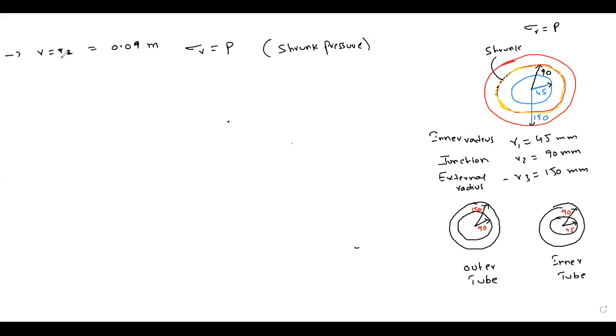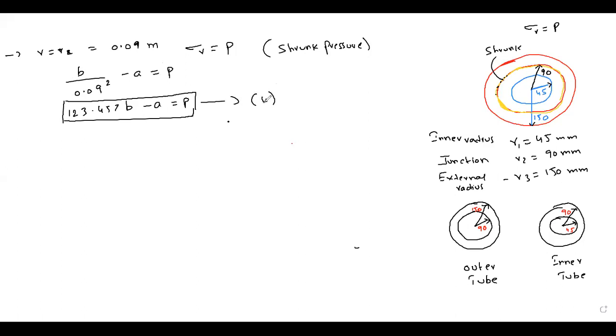Right. So R is equal to R2, which is 0.09, and substitute the values in your Lame equation: B by 0.09 whole square minus A is equal to P. So this equation can be written as 123.457B minus A is equal to P. So this is your fourth equation. Understand? These are the equations developed for the inner tube.